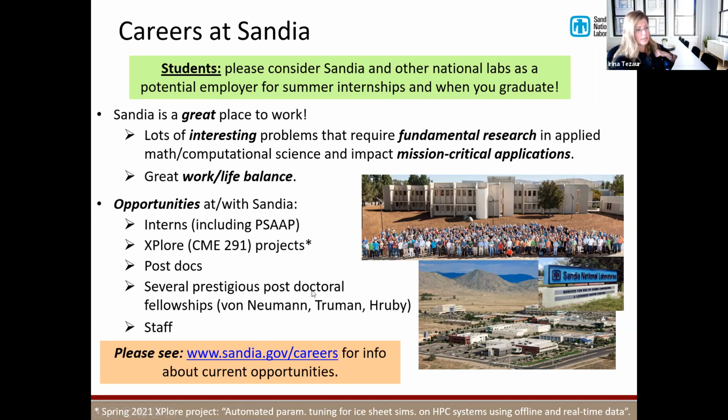Postdocs, we have some prestigious postdoctoral fellowships, von Neumann, Truman, and Kruby, that let you design part of your own research program as a postdoc, and for staff. And usually for staff, you need citizenship, but for the other opportunities, we do hire foreign nationals. We can hire foreign nationals.